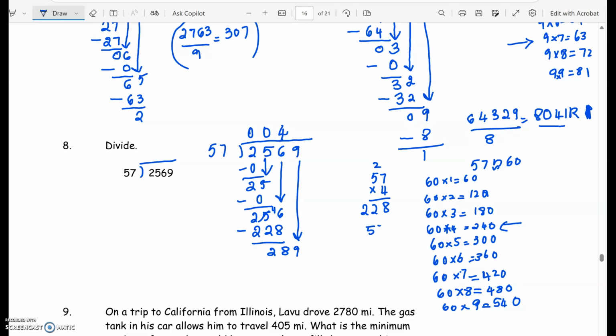Let's see what 57 times 5 is. 7 fives are 35, 5 fives are 25, plus 3, 28. It's 285. 57 times 5 is 285. That's the closest we can get to 289, and the remainder is 4. So 57 goes 45 times into 2,569, leaving a remainder of 4.